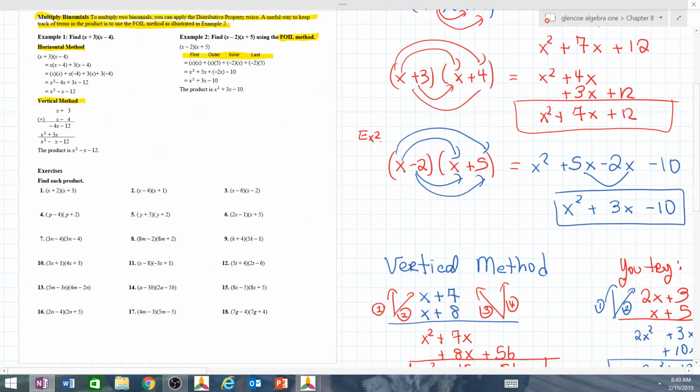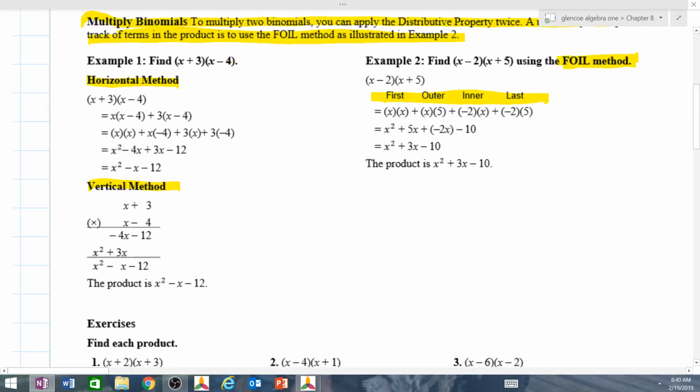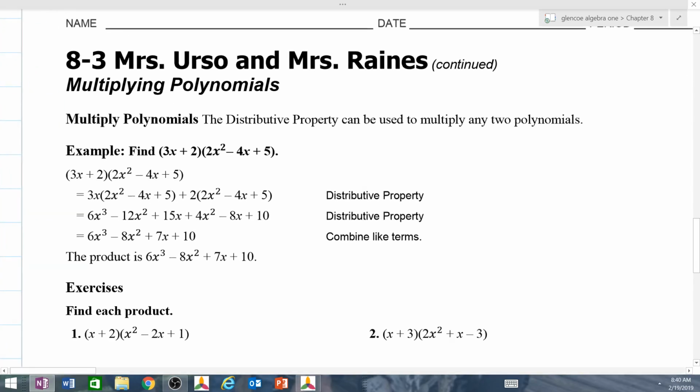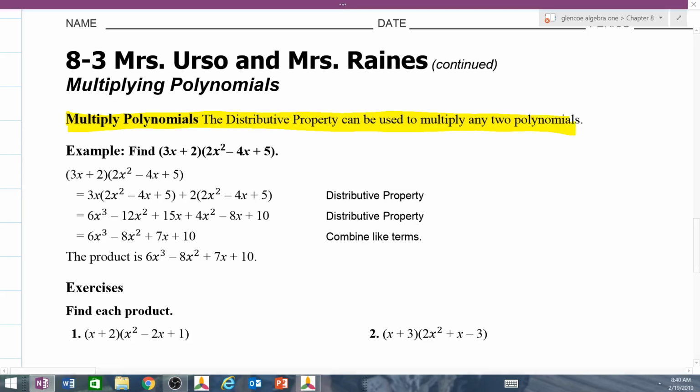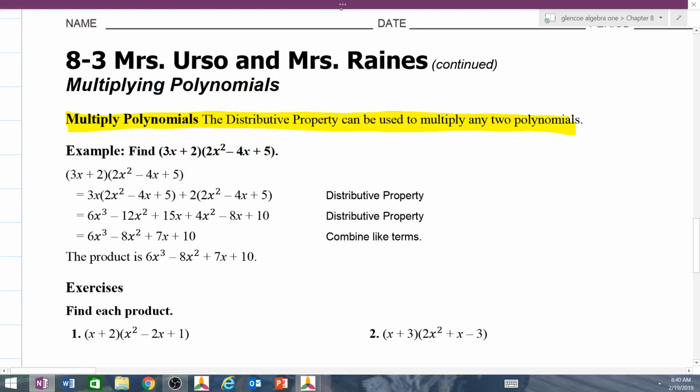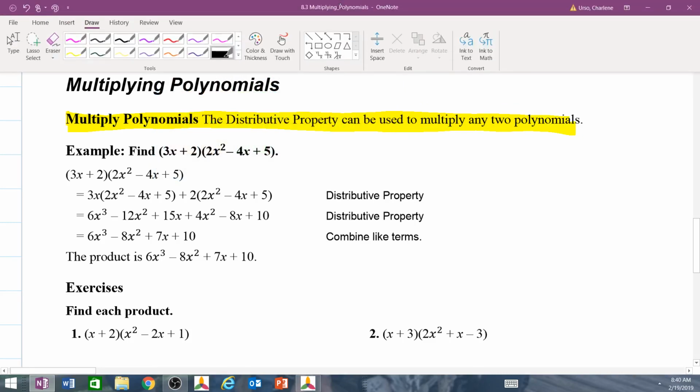So let's go back and look at our notes. We've covered everything here: horizontal method, vertical method, using FOIL, and now we are going to multiply polynomials. So I'm going to take a nice easy one to start with, and again we're using the distributive property here to multiply two binomials. So let's take a look up here and see what we've got. To multiply polynomials, the distributive property can be used. Okay? So we will take an easy one to start with, and then we will come back and do the example that is in our notes.